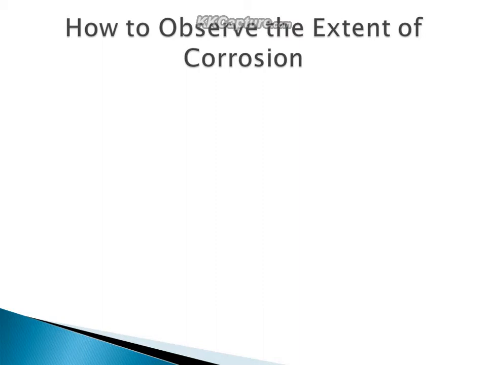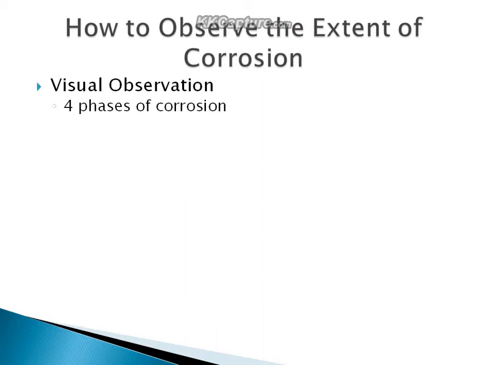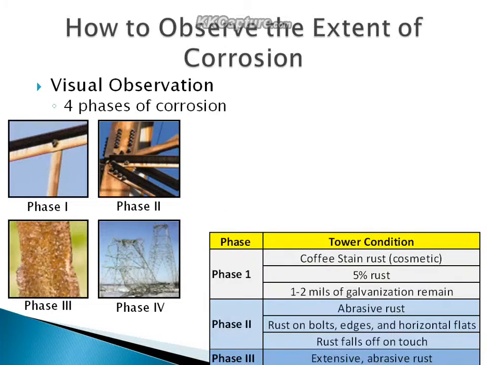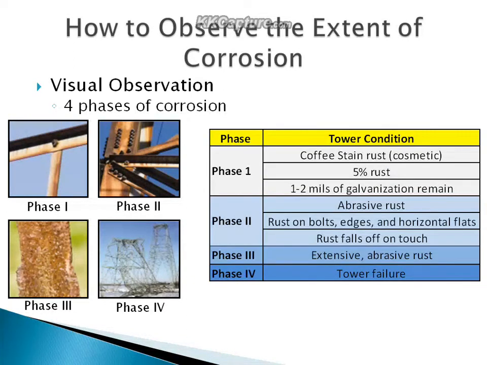Visual observation is the most common method for identifying corrosion in electrical towers. Often, companies divide the condition of corrosion into different phases, as shown in this table. More significant repair methods are required as the phase of corrosion increases. It is not only safer to identify corrosion in its early stages for ease of repair, it is also significantly cheaper to do minor repairs such as reapplying a protective coating as opposed to replacing the entire structural members.